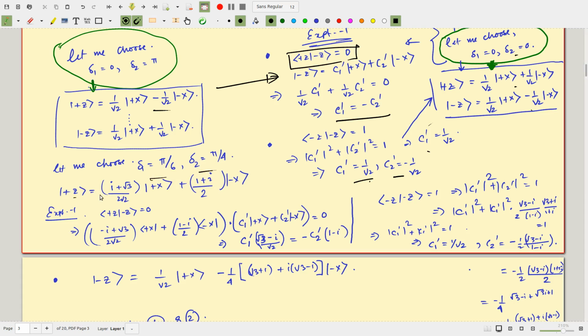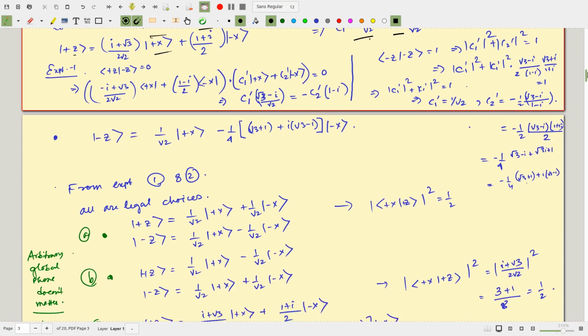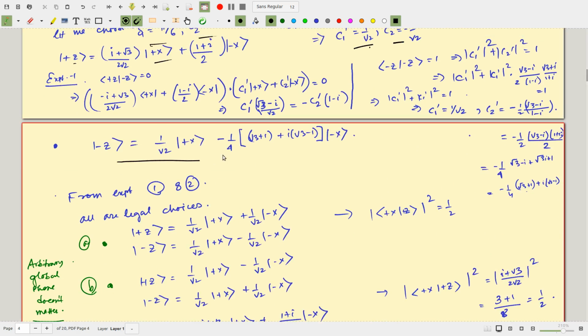So, when I make that choice, the plus z becomes this very weird object, 1 plus root 3 by 2 root 2 plus x and 1 plus i minus x, and again I will play the same game, which is I apply this rule that plus z minus z is 0, minus z minus z 1. Then after some algebra I will obtain that the minus z must be this.